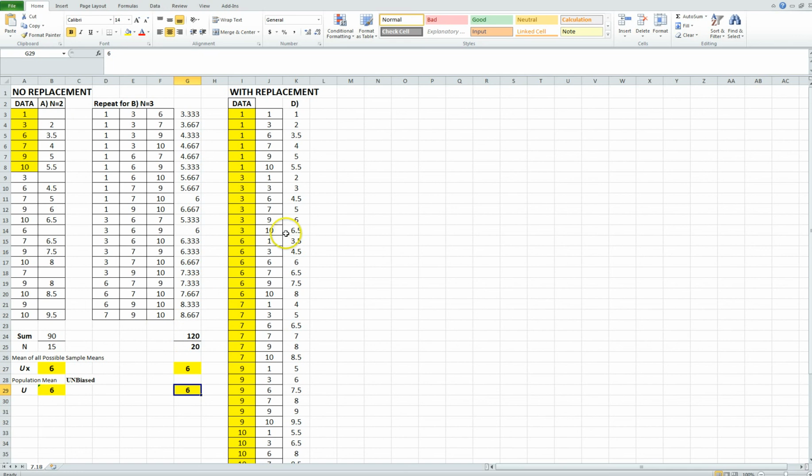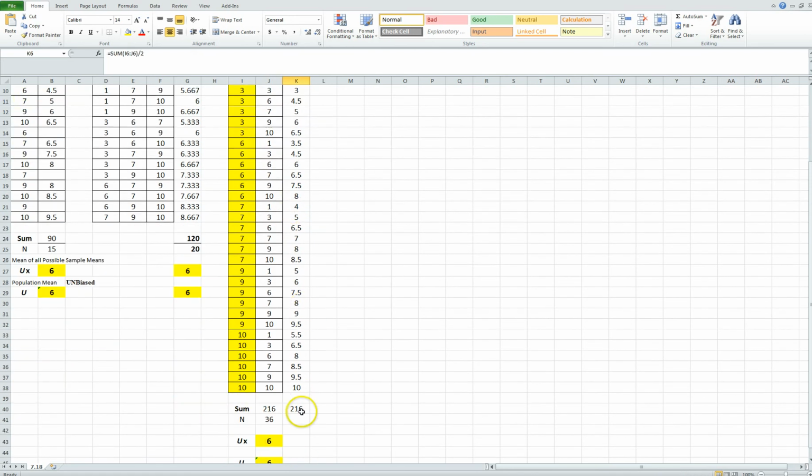Now it's a little different for D, because part D of the question is asking with replacement. This is why I did this, so you can see the difference here. Basically we get to replace our 1s and 3s and 6s and 7s and 9s throughout to get all the possible 2-number combinations for the sample. And then this is simply the average for each of these combinations.